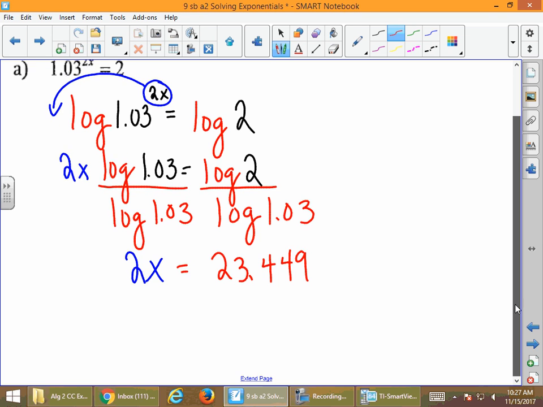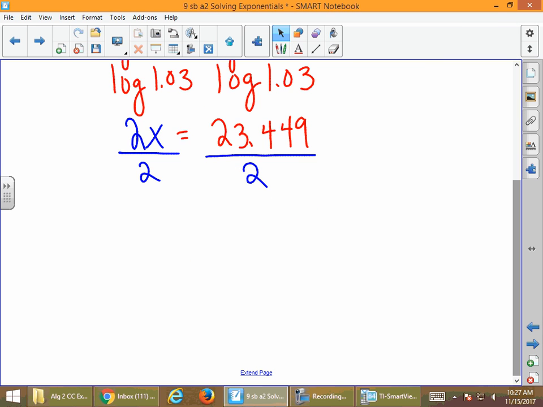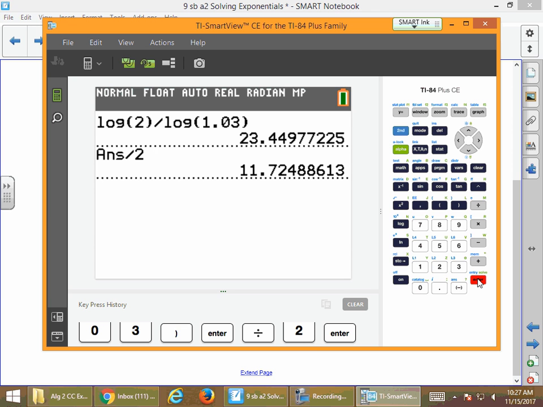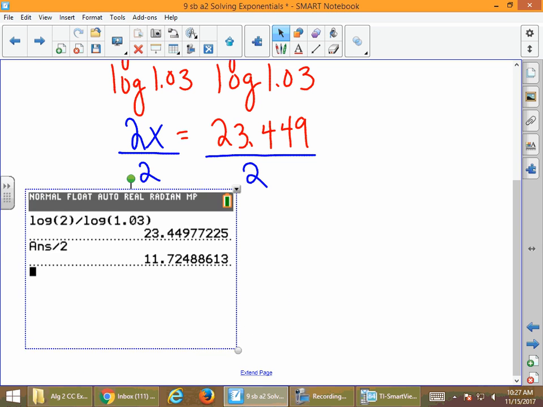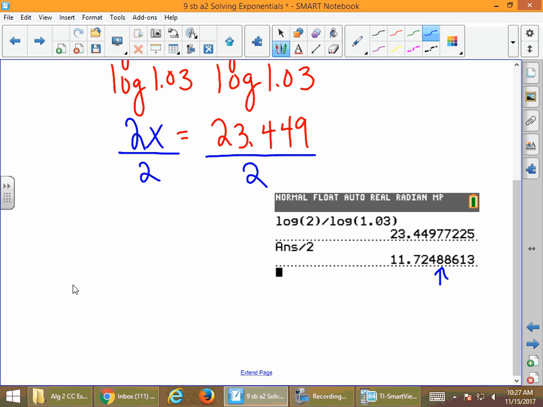I still have the number in the calculator, because now it's 2 times x. We're going to divide both sides by 2. And that's why we need that number in our calculator, because it's there. We're going to divide by 2. And when we do, we get our value here of 11.725 because the 8 after the 4 is 5 or higher. So again, we get 11.725.